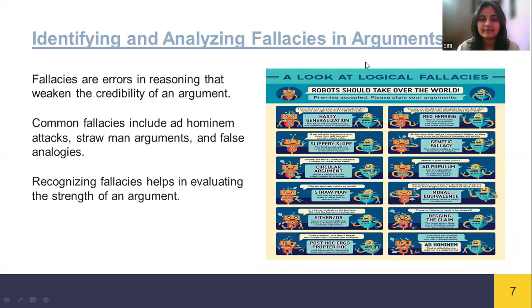Identifying and analyzing fallacies in arguments. Fallacies are errors in reasoning that weaken the credibility of the argument. Common fallacies include ad hominem attacks, straw man arguments, and false analogies. Recognizing fallacies helps in evaluating the strength of an argument. This is how to identify and analyze fallacies in arguments.